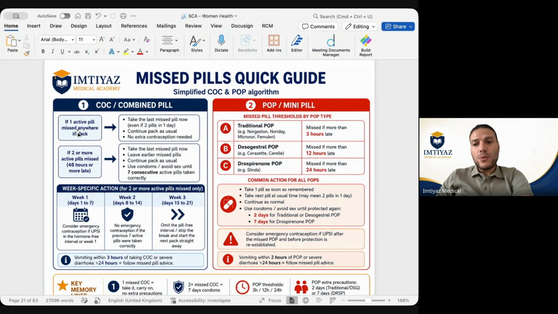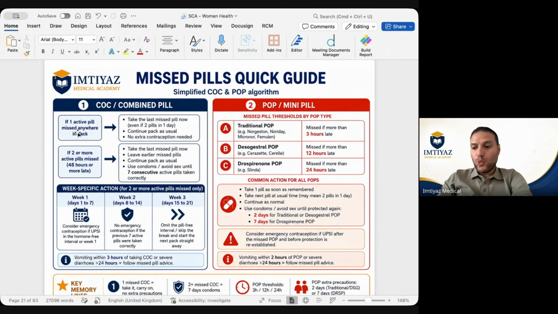But if she missed 2 or more tablets, in that case, she needs to take only the last missed tablet. For example, if she missed 3 or 4, take yesterday's one. For example, if she used to take it at 9 p.m. in the evening, and now it is 9 a.m. and she missed the last 3-4 days, what does she need to take? She needs to take yesterday's tablet, and today as well at night at 9 p.m. So she will take 2 tablets on the same day. Then she needs to continue her pack, and use condoms or avoid sex for 7 days, until she has kept taking her tablets for 7 consecutive days.